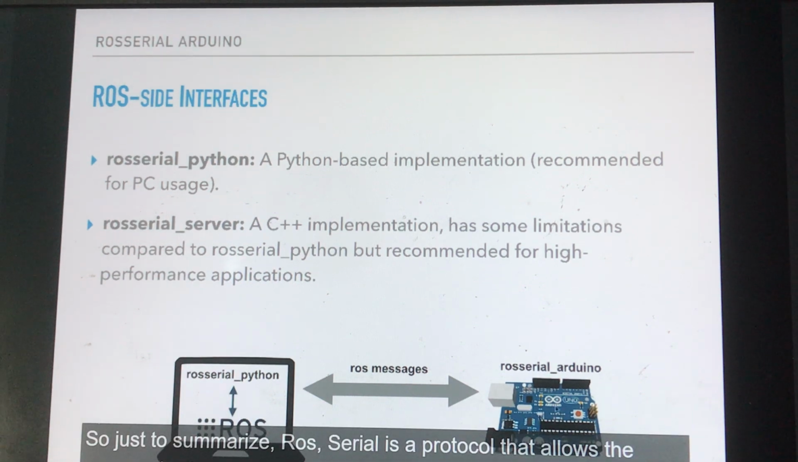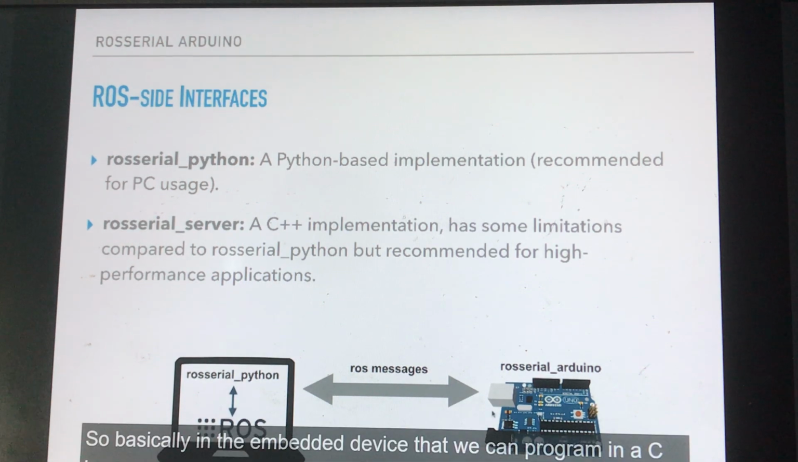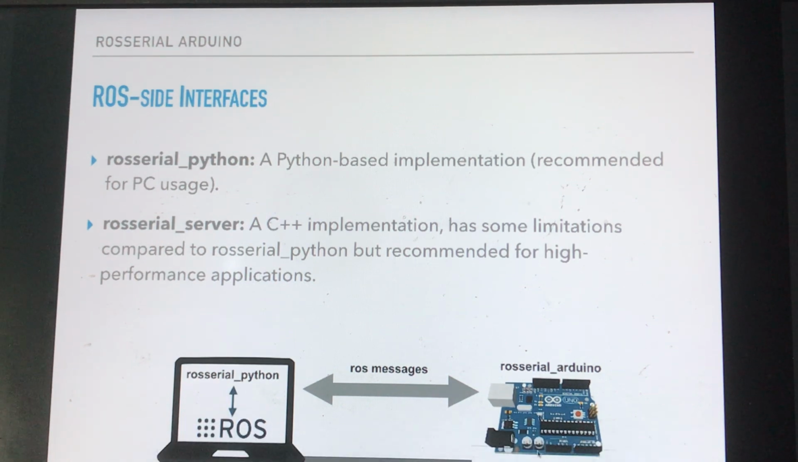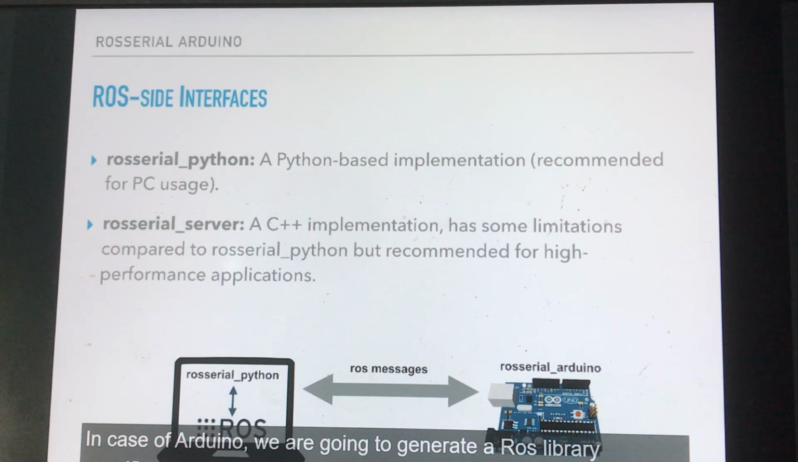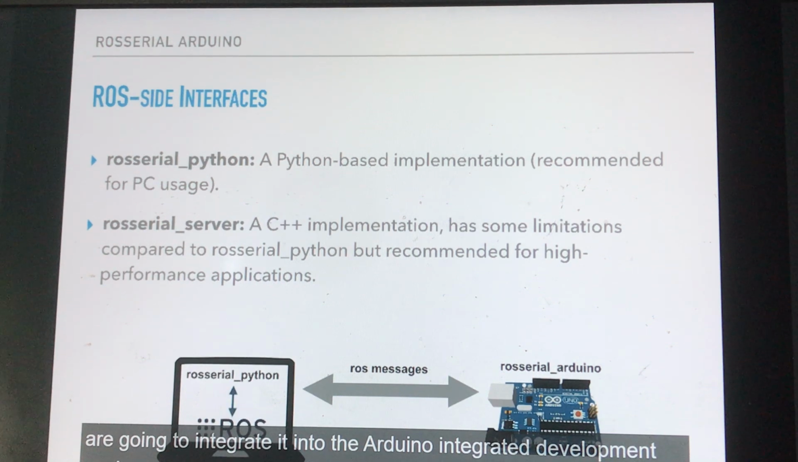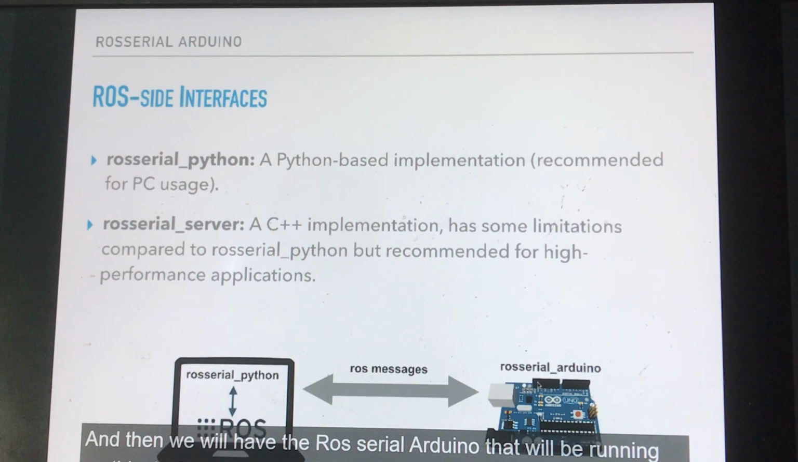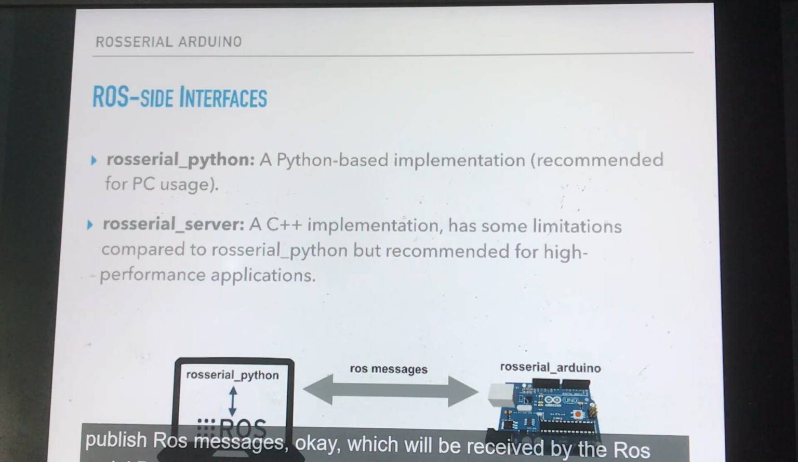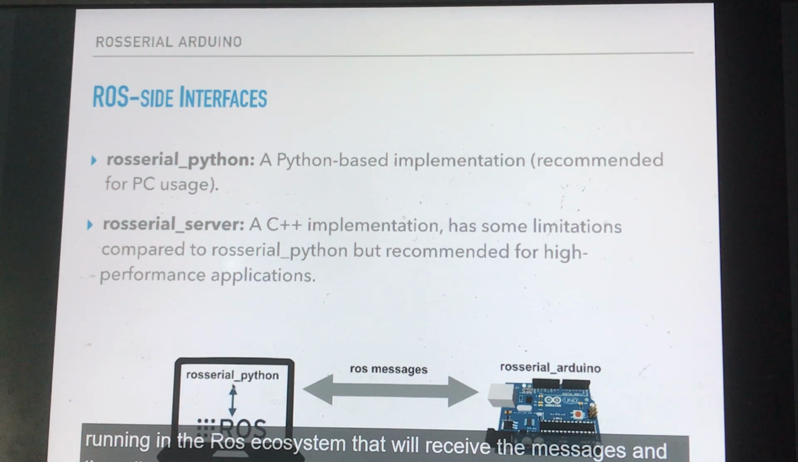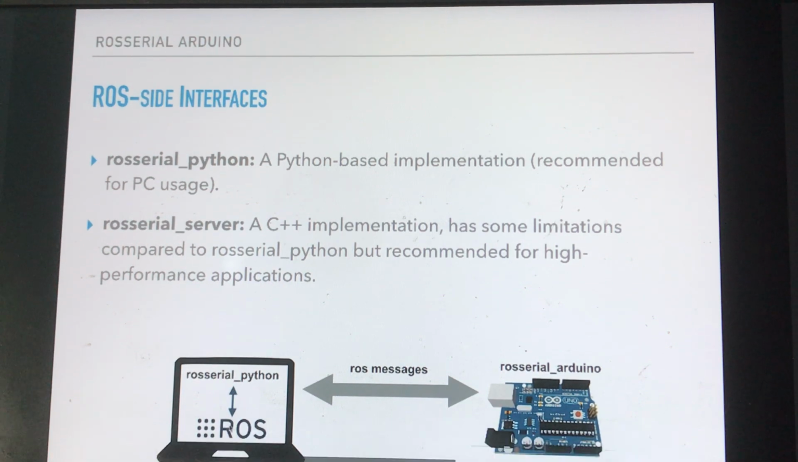So just to summarize, ROS serial is a protocol that allows the communication between embedded devices and the ROS ecosystem. So basically, in the embedded device that we can program in a C language, we're going to install a ROS library. For example, in case of Arduino, we're going to generate a ROS library specifically for Arduino systems, and you are going to integrate it into the Arduino integrated development environment. And then we will have the ROS serial Arduino running on this device that will be able to publish ROS messages, okay, which will be received by the ROS serial Python, which is a local server running in the ROS ecosystem that will receive the messages and then dispatch them to the remaining ROS ecosystem. This is the general architecture of ROS serial applications.